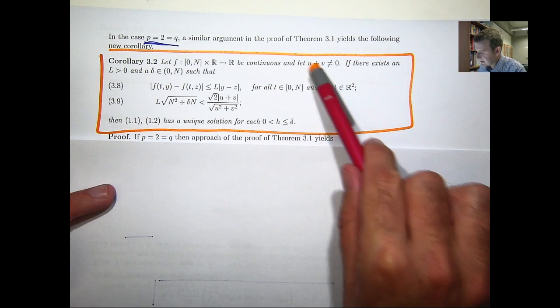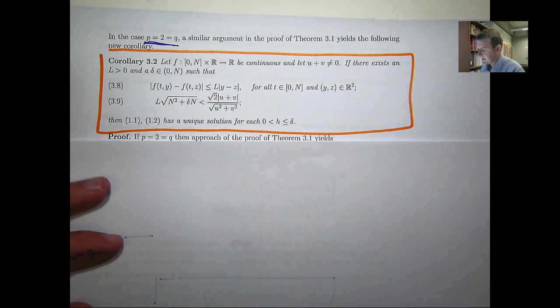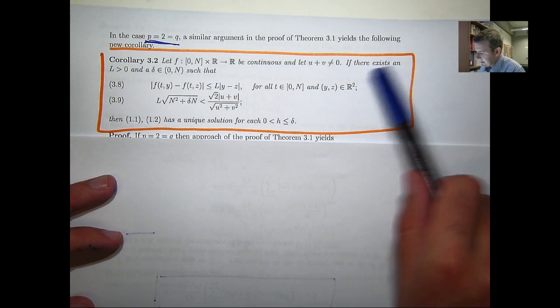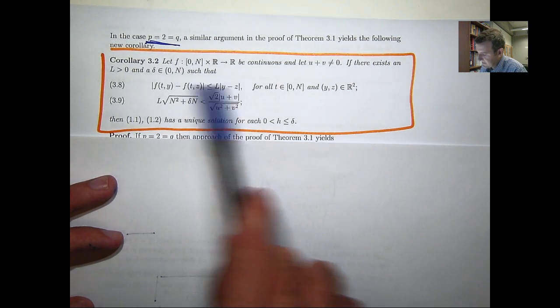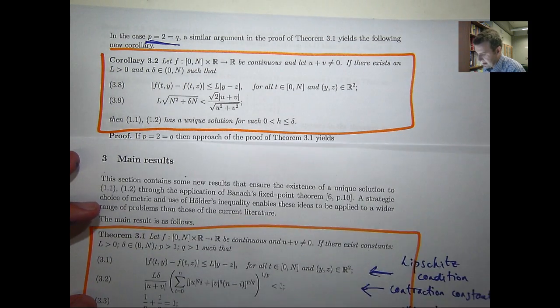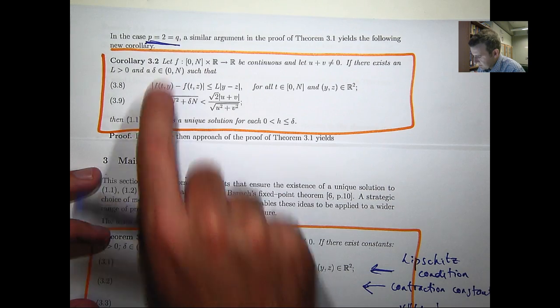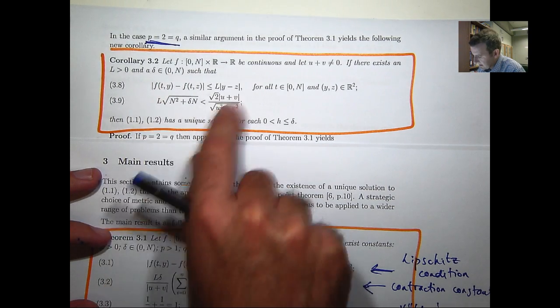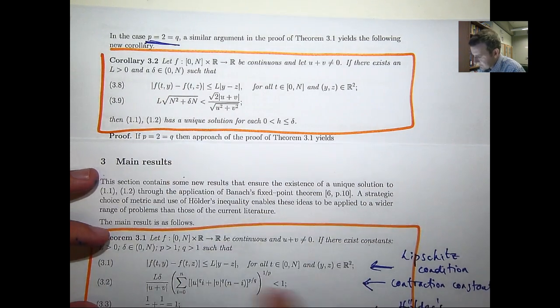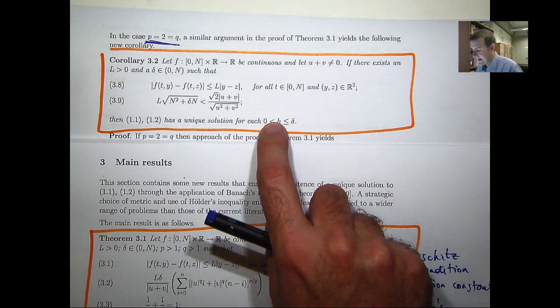Suppose f is continuous, and again these coefficients add to be some non-zero value. If there exists an L such that f satisfies this Lipschitz condition, that's the same from the previous, and there's some delta between 0 and n such that this is satisfied, then 1.1, 1.2 has a unique solution for all h between 0 and delta.